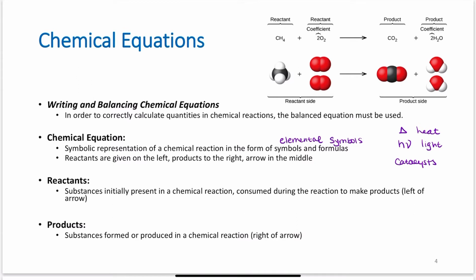different compounds. The reactants are always given on the left of the equation, products to the right, and an arrow in the middle. Reactants are defined as the substances that are initially present in a chemical reaction. Your reactants are consumed during the reaction to make the products. And again, reactants reside on the left side of that arrow. So here we see our reactant side. Products are the substances that we form or produce in a chemical reaction, and we find those to the right of the arrow. So the arrow is what's going to separate out our reactants from our products.